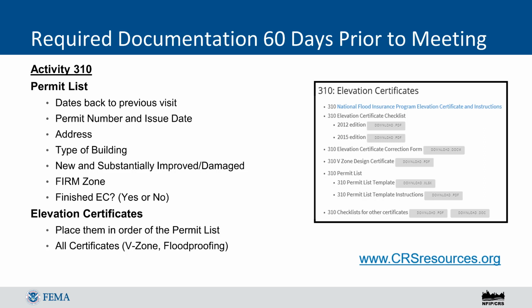To repeat, we only need to see ECs for new buildings or those substantially improved or substantially damaged in the floodplain. And keep in mind, only insurable buildings should be on the list. So the utility sheds in the backyard, swimming pools, fences, fill or cell phone towers, those kinds of things we don't need ECs for. When submitting your ECs, place them in the same order as they are listed on the permit list. This really helps our reviewers.